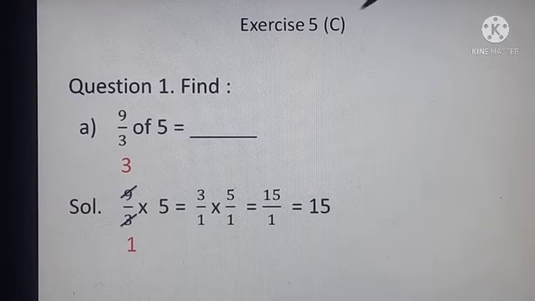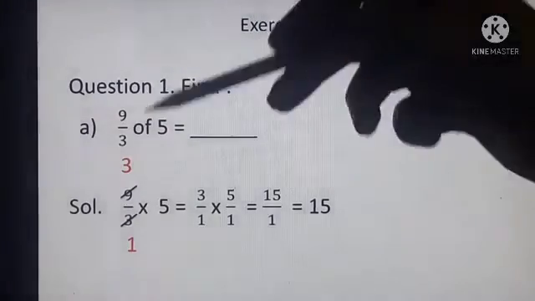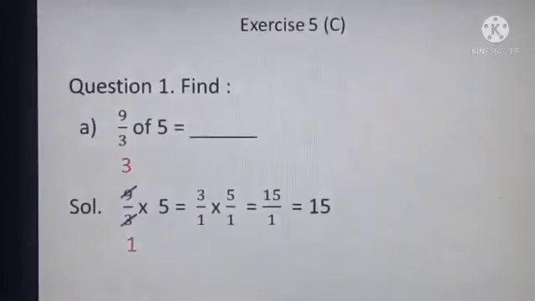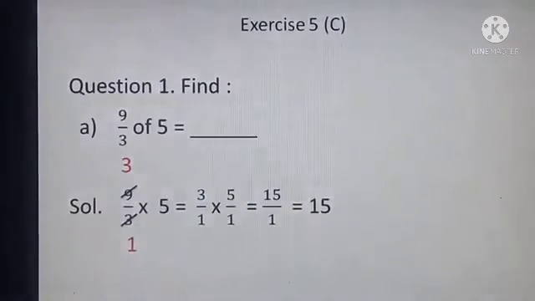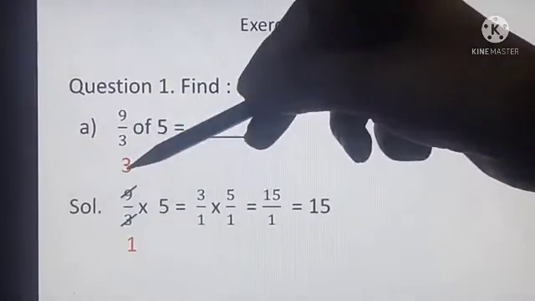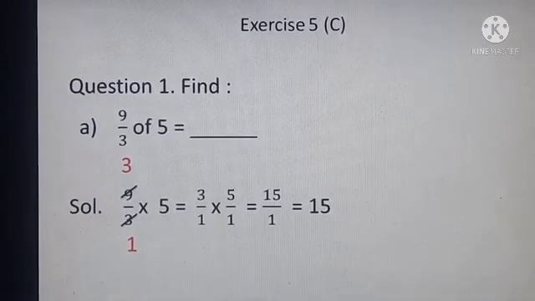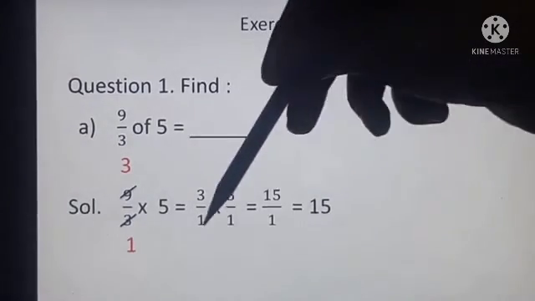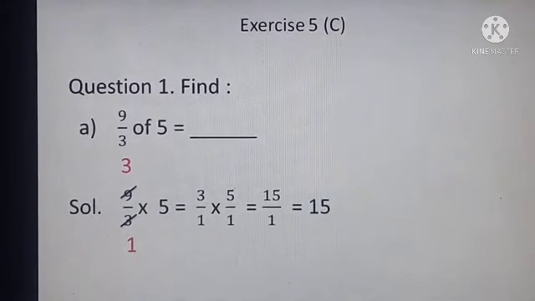Exercise 5C. Question number 1. Find 9 upon 3 of 5. Of means multiply. Okay, beta. So 9 upon 3 multiplied by 5. You know that 3 ones are 3, 3 threes are 9. Cutting is there. So after cutting it is now 3 upon 1. 5 can be written as 5 upon 1 also. Right? 3 fives are 15. 1 one is 1. 15 upon 1 means 15 only. So your answer is 15. Understood?